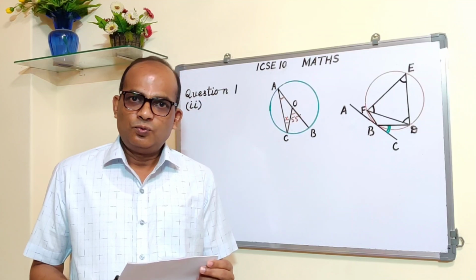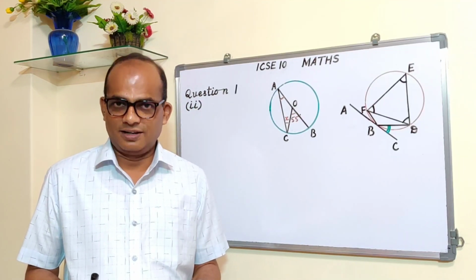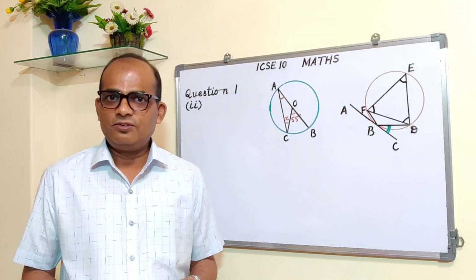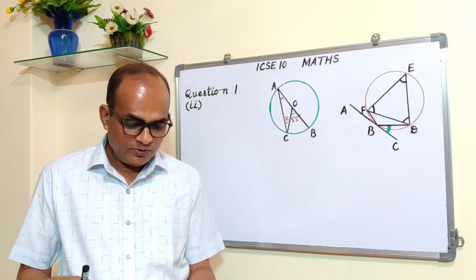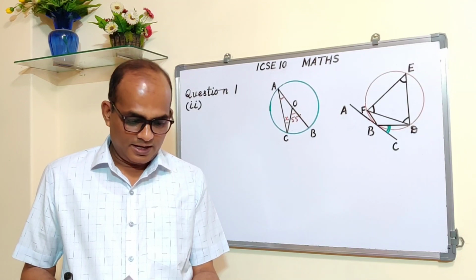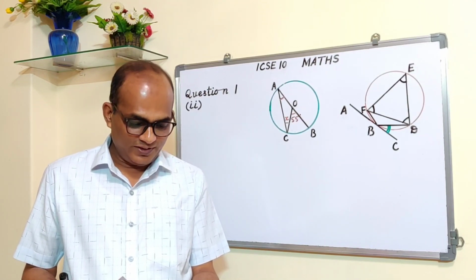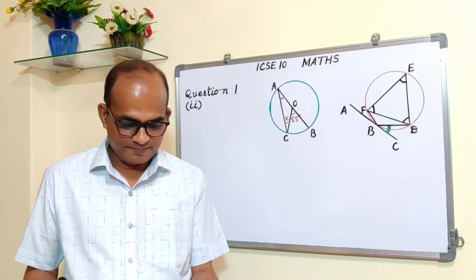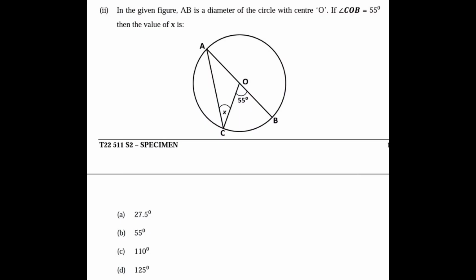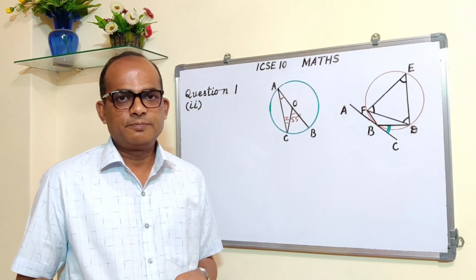The first question, today's topic is circle. We are going to solve questions from circles. The first question from circle is MCQ. Question number 1, second sub question, and the question is, in the given figure, AB is the diameter of the circle with center O. If angle COB is equal to 55 degrees, then the value of x is. Now we have to find out the value of x.